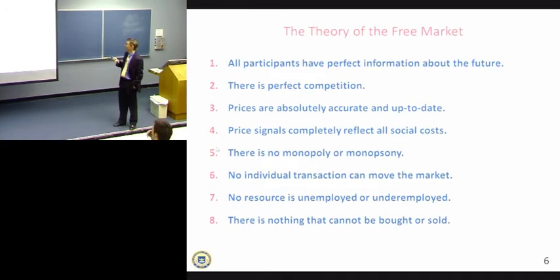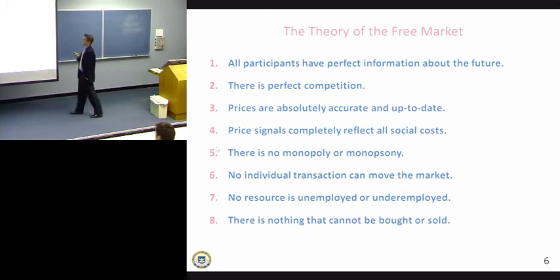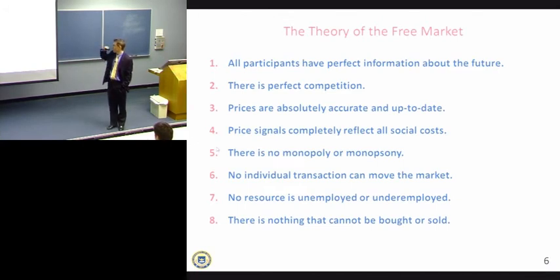All participants have perfect information about the future. Right? I wouldn't be here. I'd be playing the stock market. I'd be playing Vegas is what I'd be doing. Perfect competition. Go to your search browsers and ask that question. Prices being absolutely accurate and up to date, reflecting social costs, one individual transaction moving the market. I mean, all these things are not true, and it's really easy to come up with counterexamples, right?